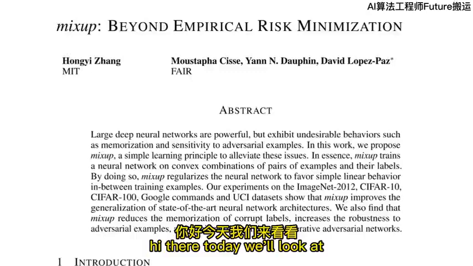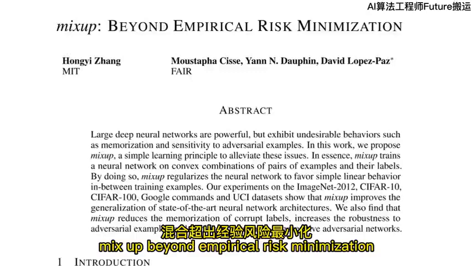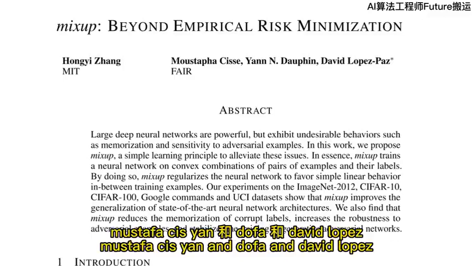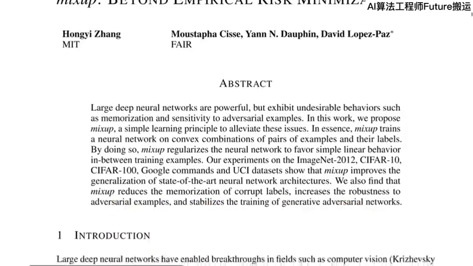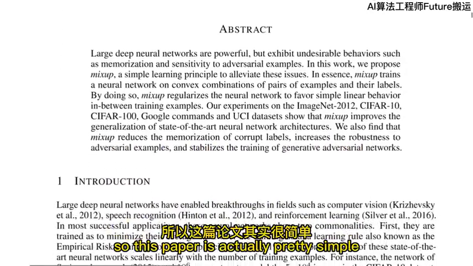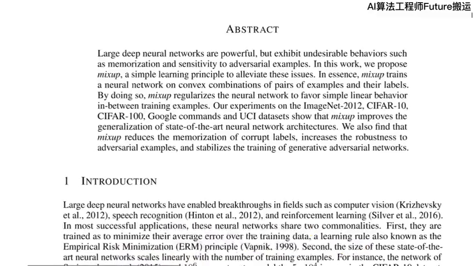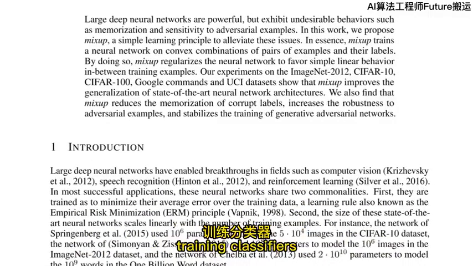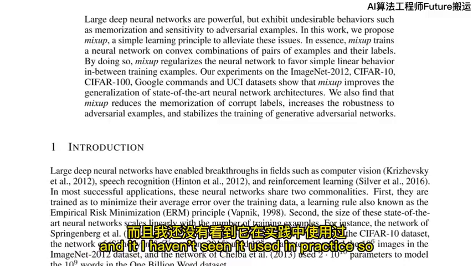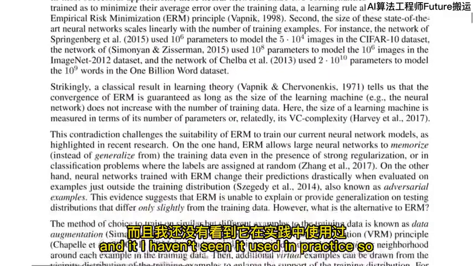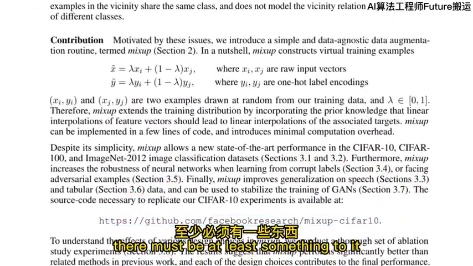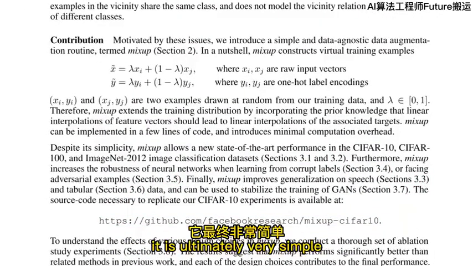Hi there. Today we'll look at Mixup: Beyond Empirical Risk Minimization by Hongyi Zhang, Moustapha Cisse, Yann N. Dauphin, and David Lopez-Paz. So this paper is actually pretty simple, but it introduces a technique that apparently helps with training classifiers, and I have seen it used in practice, so there must be at least something to it. It is ultimately very simple.